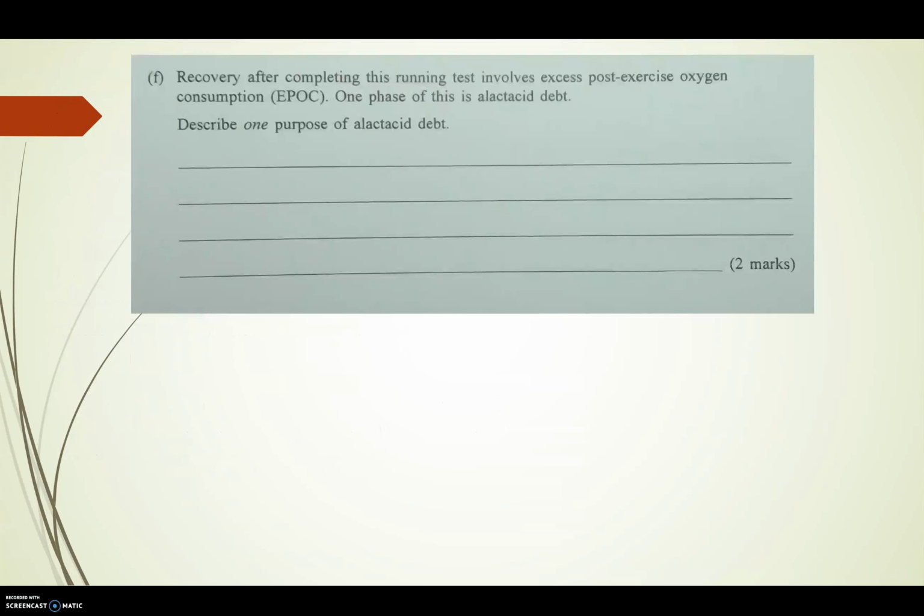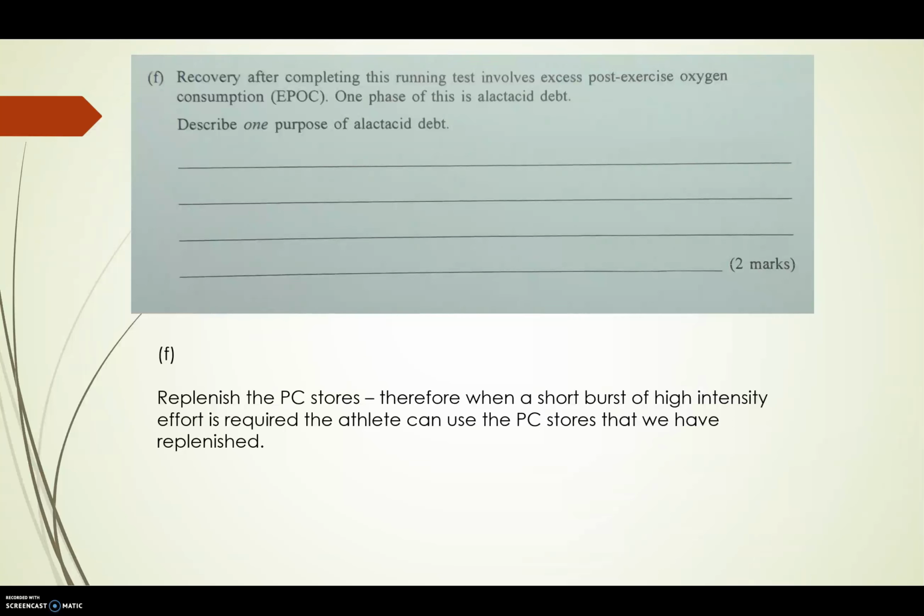Recovery after completing this test involves excess post-exercise oxygen consumption, or EPOC. One phase of this is our lactic acid debt. So describe one purpose of our lactic acid debt. You have to know what it is, and one purpose of it. It replenishes PC stores, therefore when a short burst of high intensity effort is required, the athlete can use the PC stores that have been replenished, and you could even write in there, not get the great level of blood lactate that would come with working in the lactic acid system.